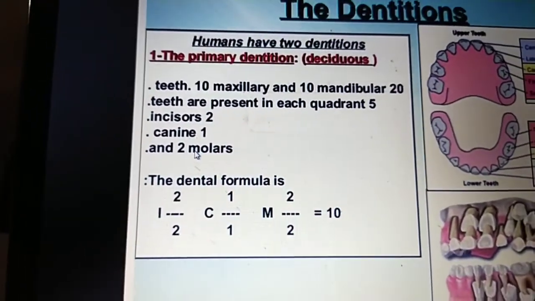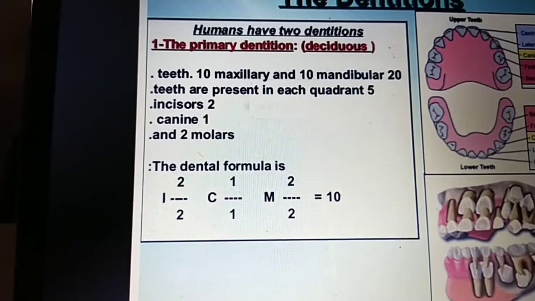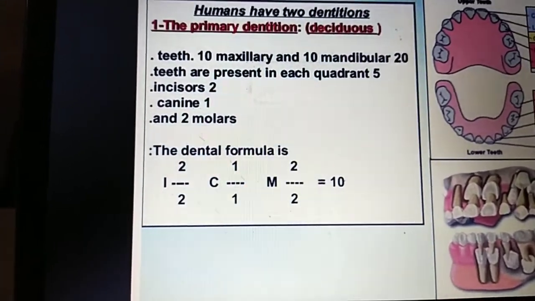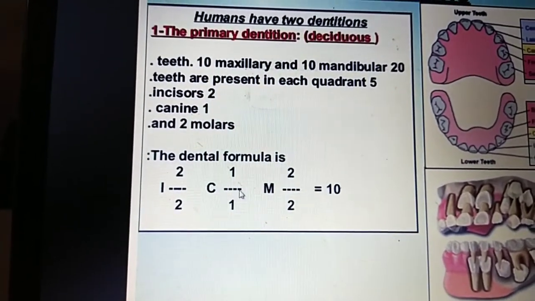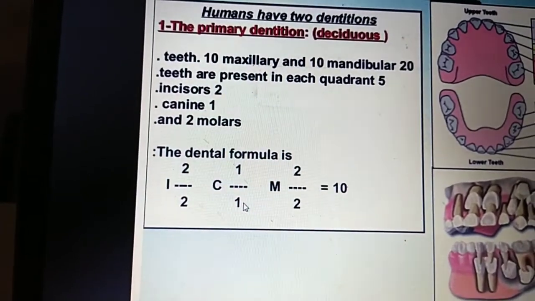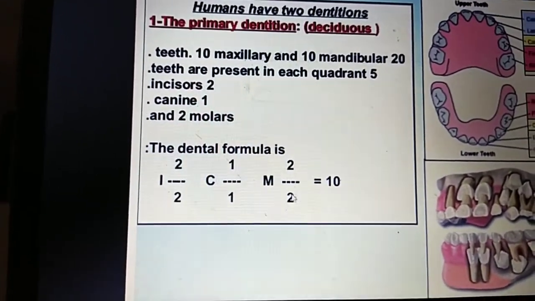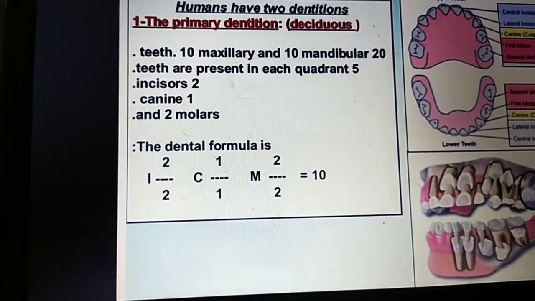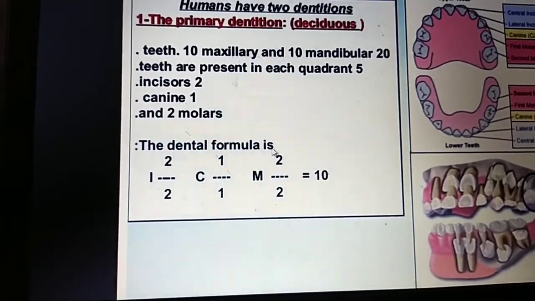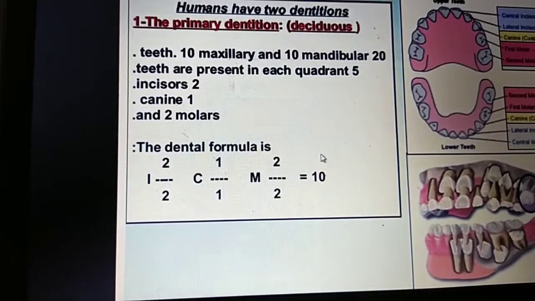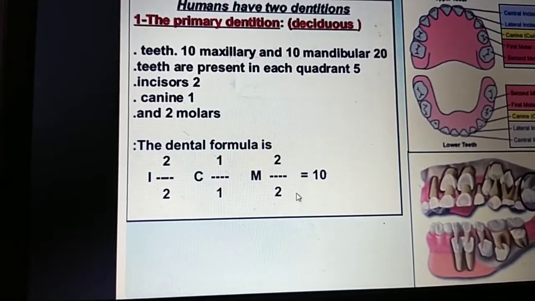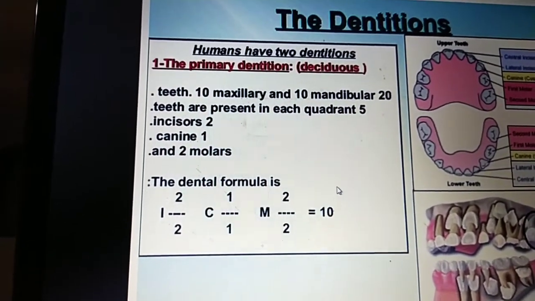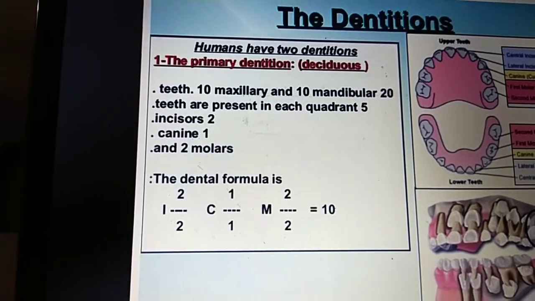The dental formula for the primary dentition is I, which denotes the incisor. Two above in the maxillary and two below in the mandibular. Canine, one above and one below. Molar, maxillary 2 and mandibular 2. Total 10 from the midline, 5 on the right side and 5 on the left side. Total above 10 and below 10, total 20 teeth.